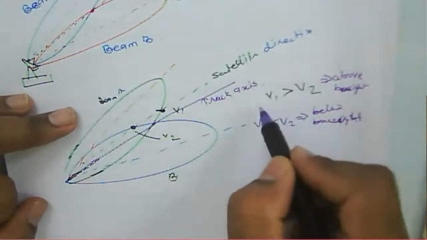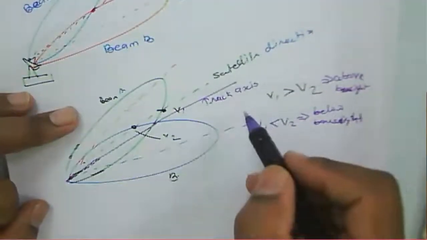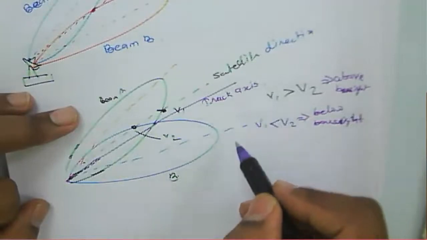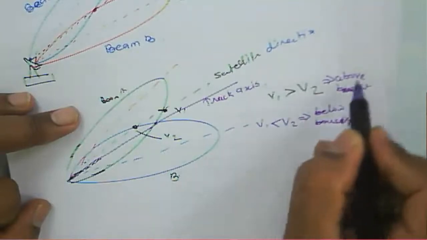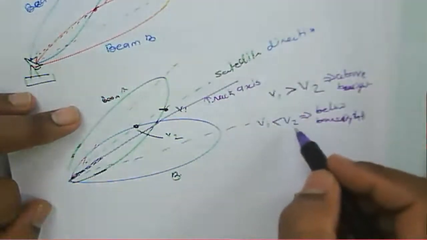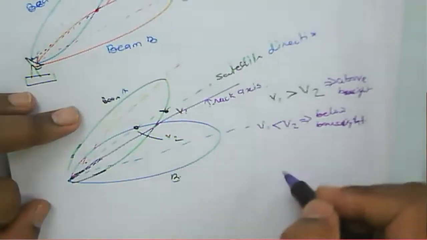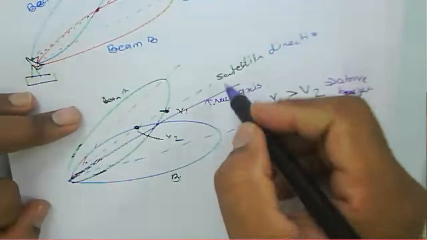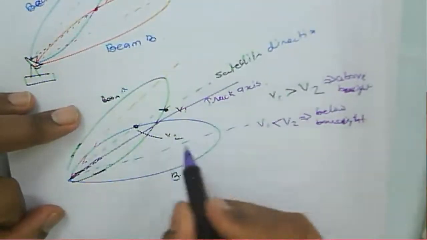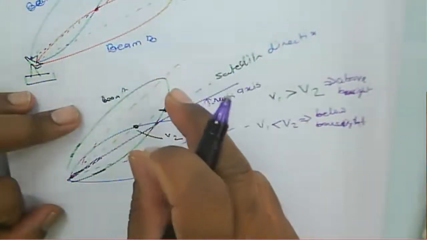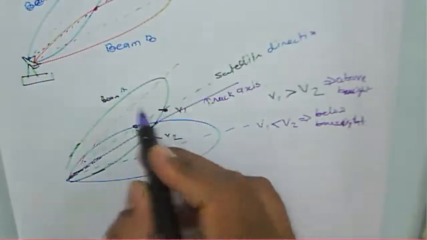So according to this V1 and V2, for that difference we can say that if V1 minus V2 is positive, then it is above the boresight, and if V1 minus V2 is negative, then the satellite direction will be below the boresight. So that difference is nothing but what? The offset angle of the axis with this satellite direction.